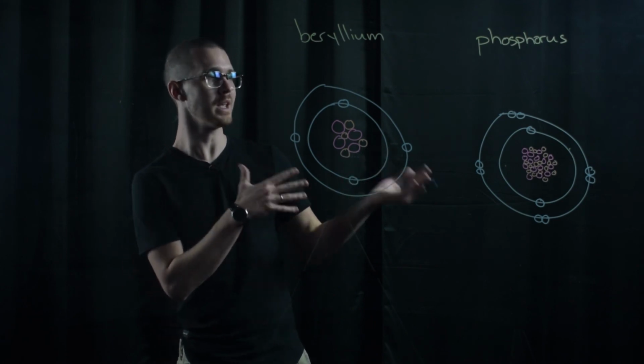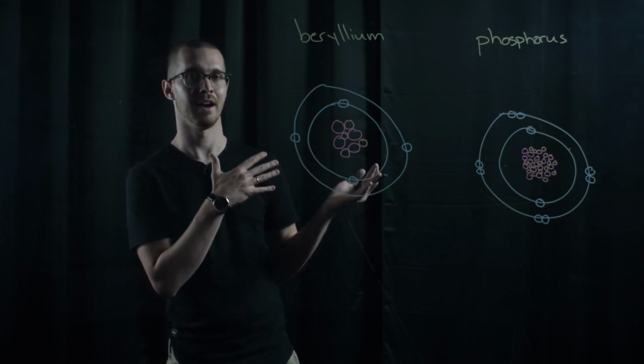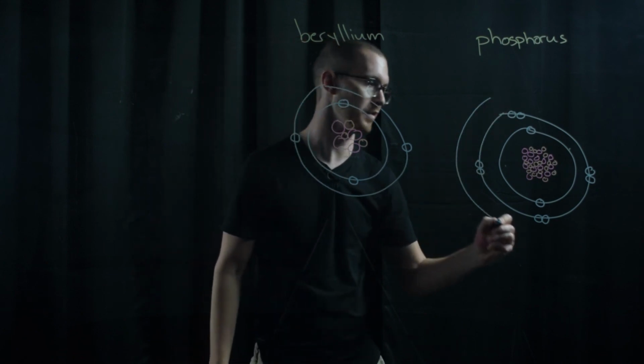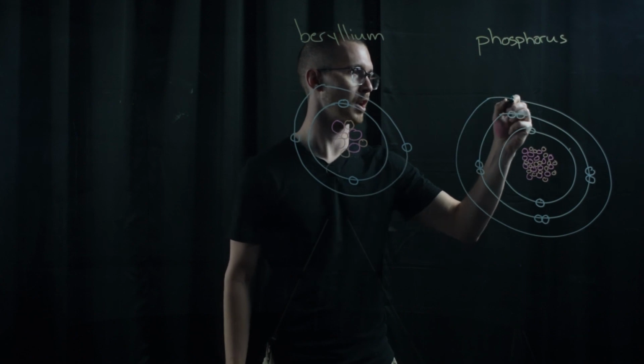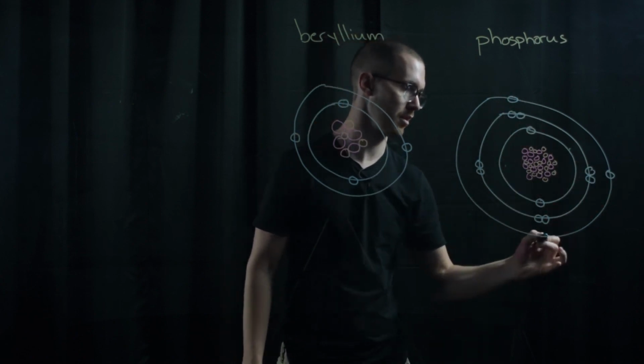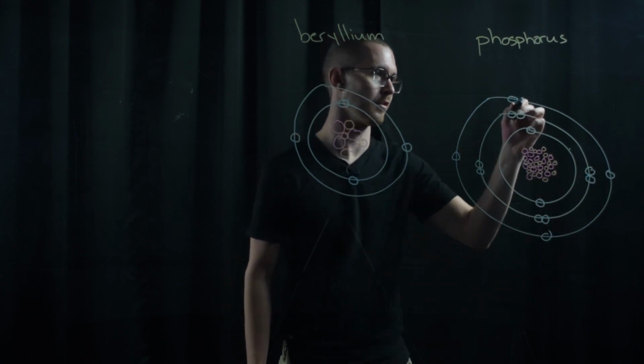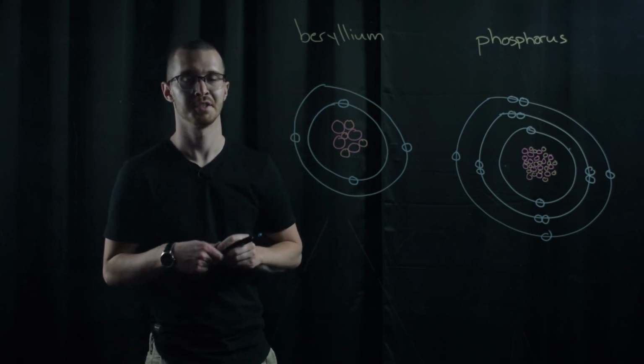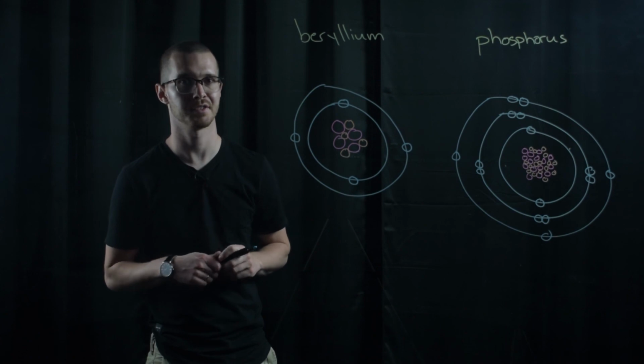Now, we have only drawn 10 electrons. We still need to draw 5 more. So we move out to our next energy level. We draw 1, 2, 3, 4, 5. So this is how we could draw the electrons and their energy levels for phosphorus.